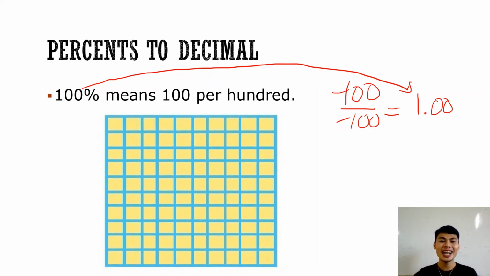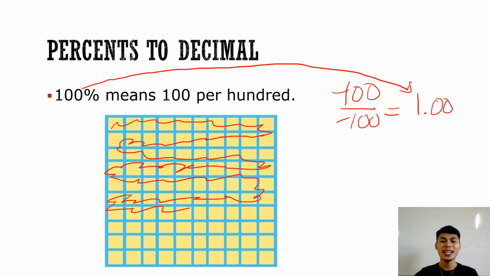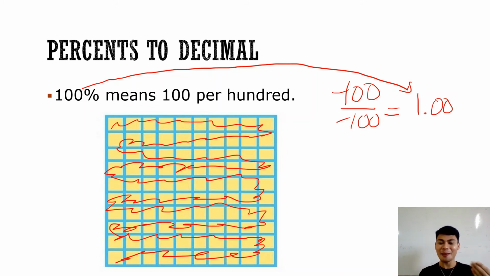So, kung dito, lahat ito naka-shade. Okay? It's 100%. Di ba? Lahat daw. So, ang kukunin, ang shishadan ay lahat ng squares dahil it's 100%. Okay? Ganyan na ganyan lang po.